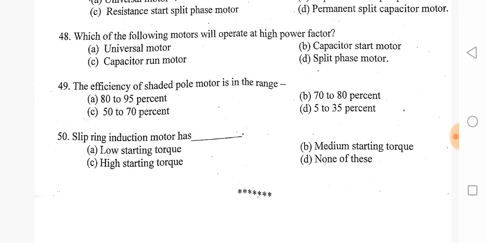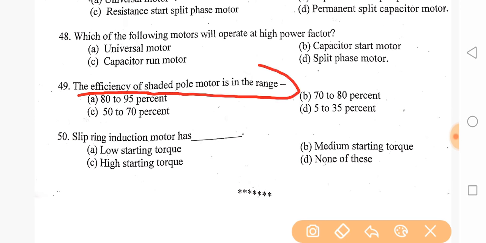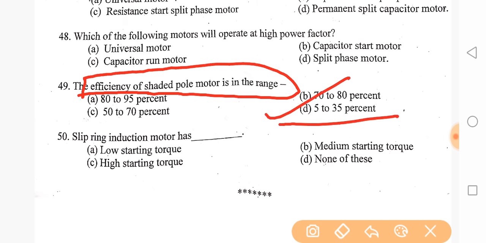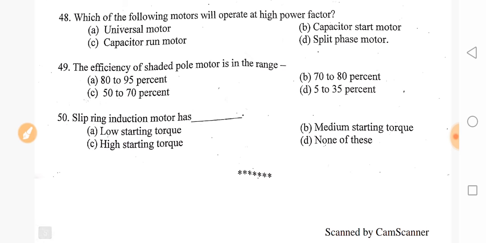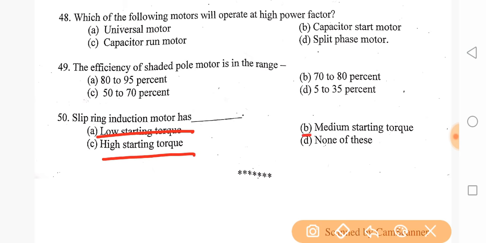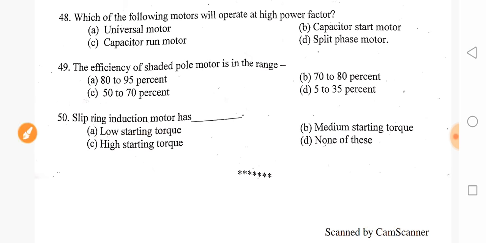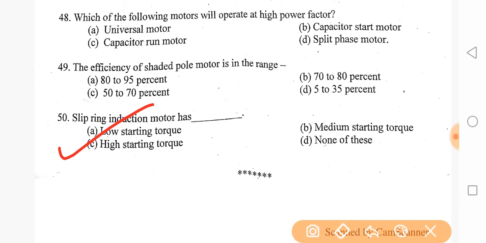Next question, number 49: the efficiency of a shaded pole motor is in the range of what? We know the efficiency of a shaded pole motor is very low. So the right answer is D, 5 to 35%. Next question: a slip ring induction motor has low starting torque, high starting torque, medium, or none of these. We know that only for high starting torque do we use the slip ring induction motor. So the right answer is C. Question number 50: C is the correct answer, high starting torque.